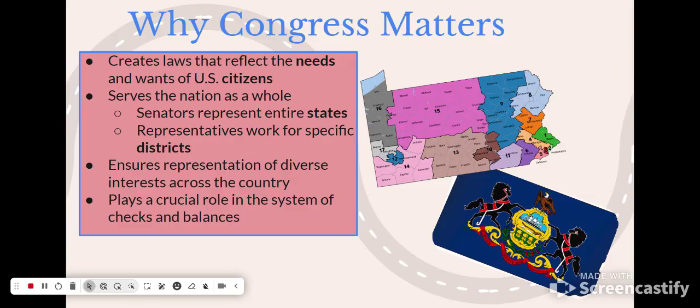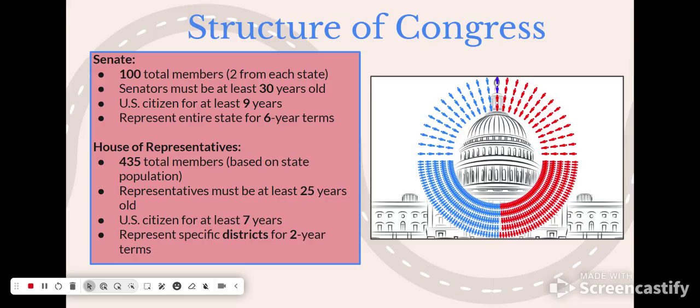As you can see in the map of Pennsylvania above, each of those little segments numbered between 16 and 1 is a specific House district in Pennsylvania. So each of those color-coded sections has one House representative in the federal Congress. This ensures representation from diverse interests across each state and across the country. They play a crucial role in the systems of checks and balances.